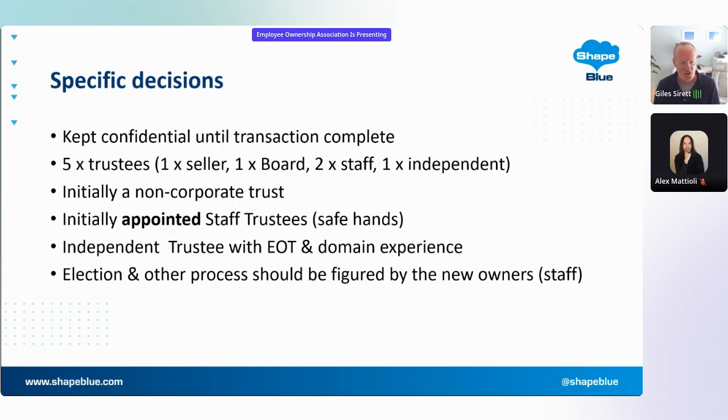We went with a 5 trustee model. So our trust is a seller, me, 1 board member who is our COO, 2 elected staff members, and an independent who's the guy I was telling you about earlier, Sean Elliott.